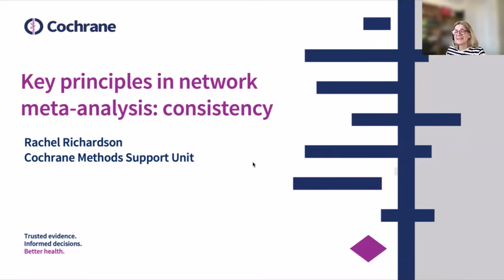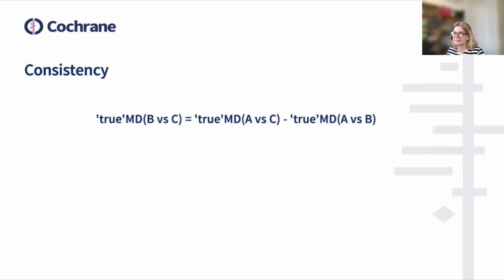Hello again. This presentation is about consistency, also known as coherence, and it's another key principle in network meta-analysis, and it can be understood as the statistical manifestation of transitivity. So let's think about how we assess transitivity statistically. As I've said, the statistical manifestation of transitivity is known as consistency or sometimes as coherence to distinguish it from the GRADE inconsistency domain. I'm going to use the term consistency throughout the rest of this presentation.